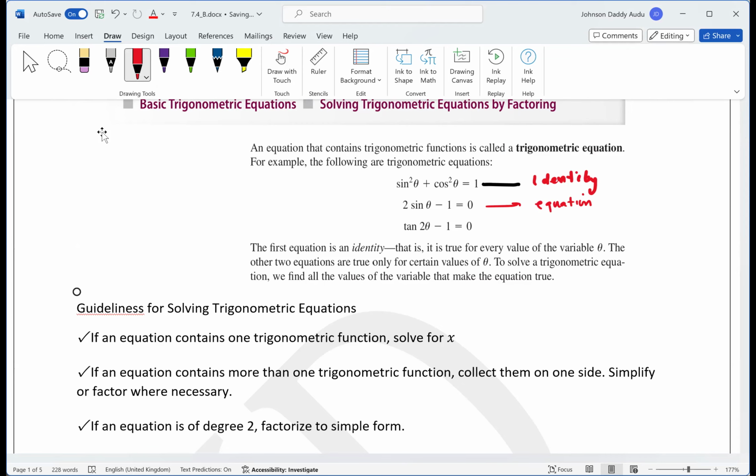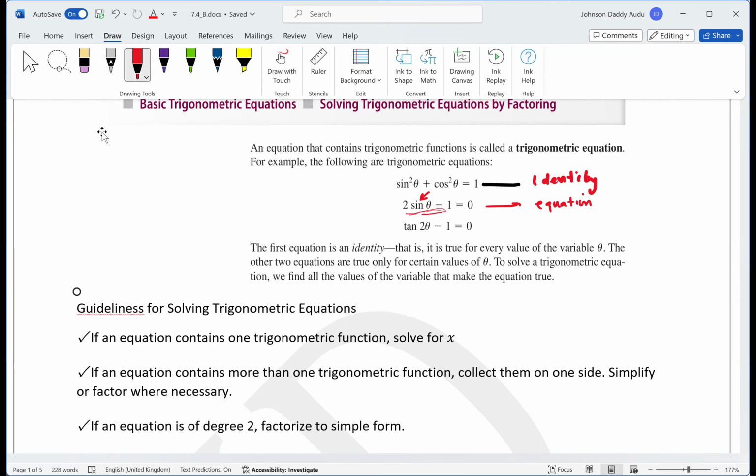For example, if you take theta equal to 90, you see that this will not work because sine 90 is 1. So you will have 2 times 1 minus 1, which is not equal to 0, right? But if you take theta to be 30, sine 30 is equal to what? Half. So you have half times 2, which is going to be 1, minus 1. So you see that if you substitute 30 here, it's going to solve the equation.